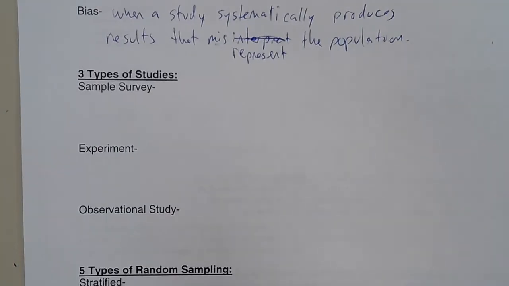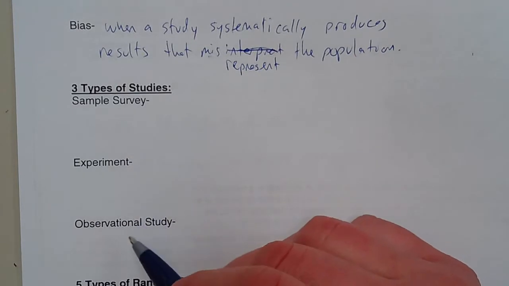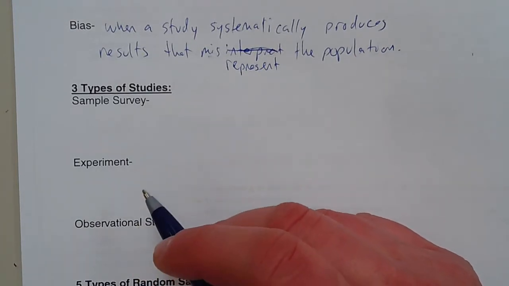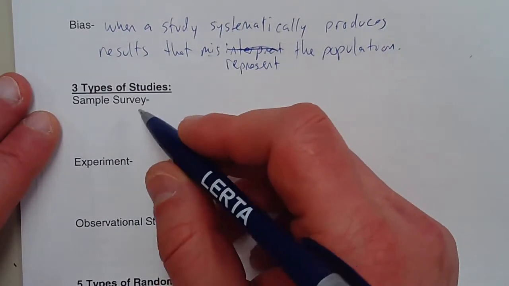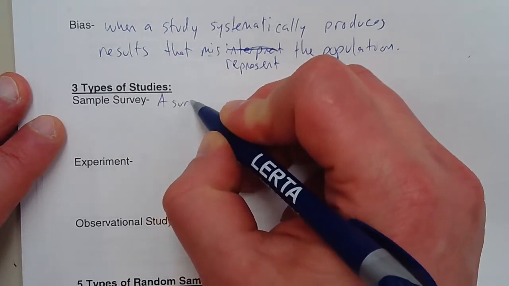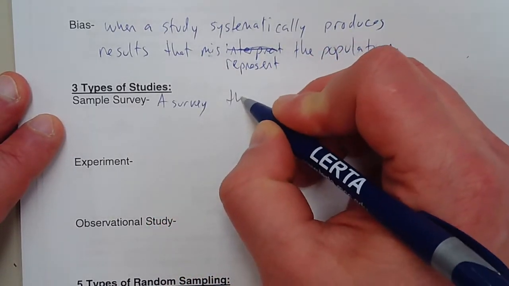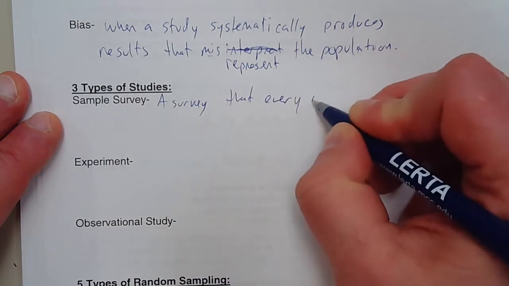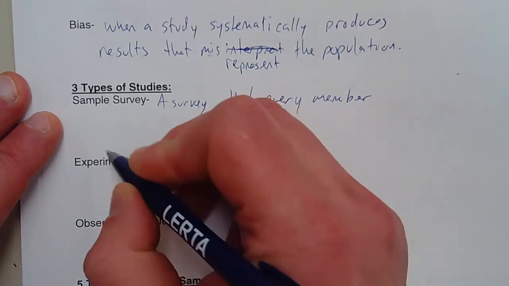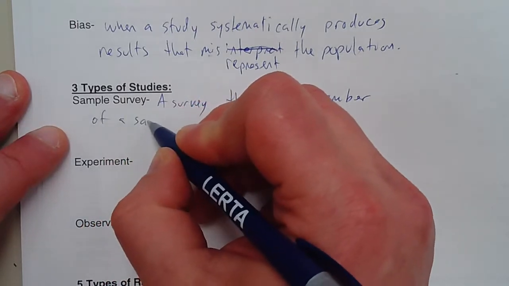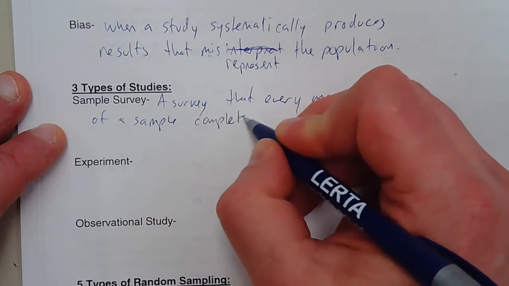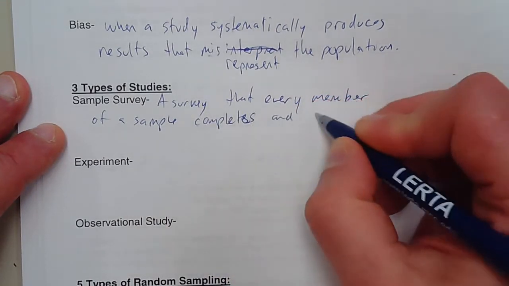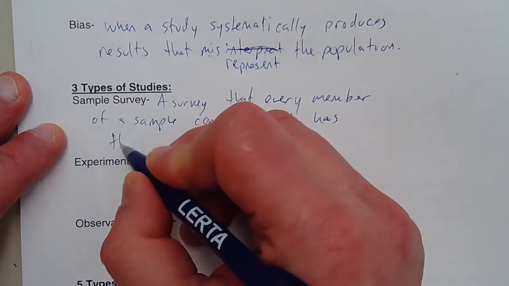So the first thing we're going to look at today are the different types of studies. These are the three most common types of studies. There's definitely other things you can do, but these are ways people get data or information. One of them that you've definitely taken part in is a sample survey. This is just a survey, like a questionnaire, that every member of a sample completes and has the same set of questions.